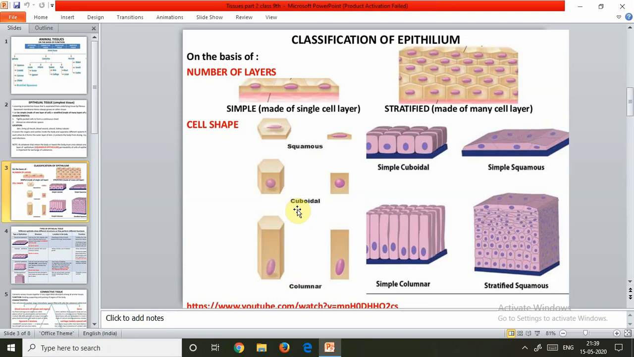The function is, as cilia are present, they help in the rhythmic concerted beating of the cilia, so that any solid particles present can move easily.